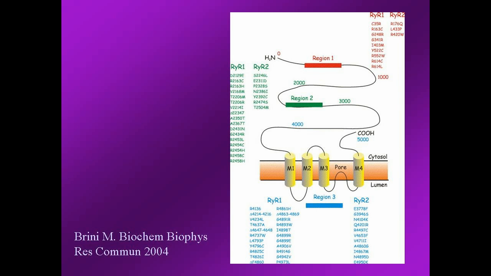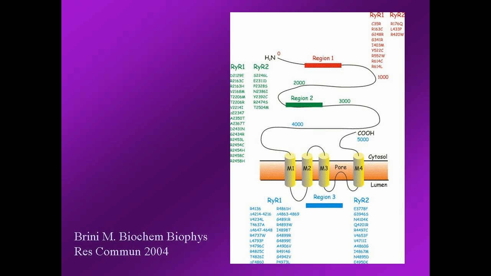This slide depicts the ryanodine receptor protein embedded in the wall of the sarcoplasmic reticulum. There are at least 4 parts of the protein that are embedded in the wall of the sarcoplasmic reticulum, and then a long tail of the protein hangs out into the space between the sarcoplasmic reticulum and the T tubule.